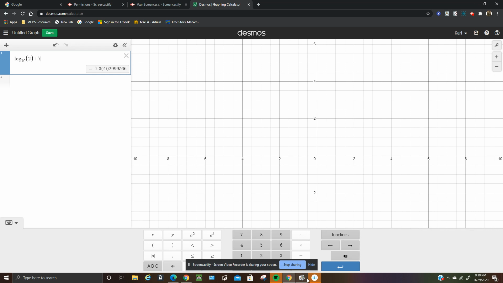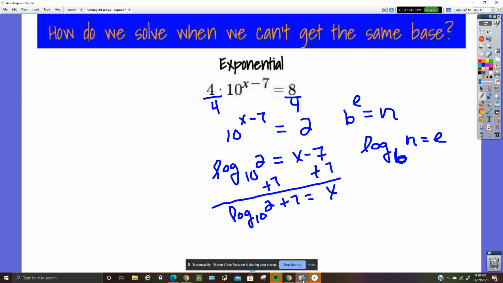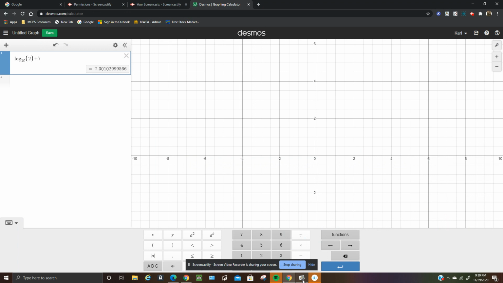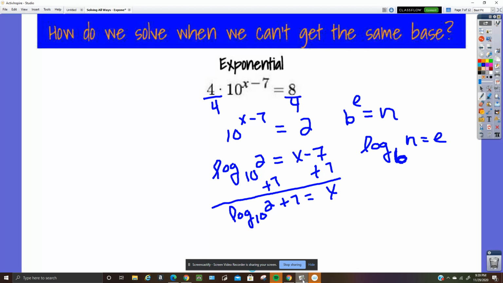So back here, log base 10 of 2 plus 7 is 7.301. And that wavy equal sign means approximately.